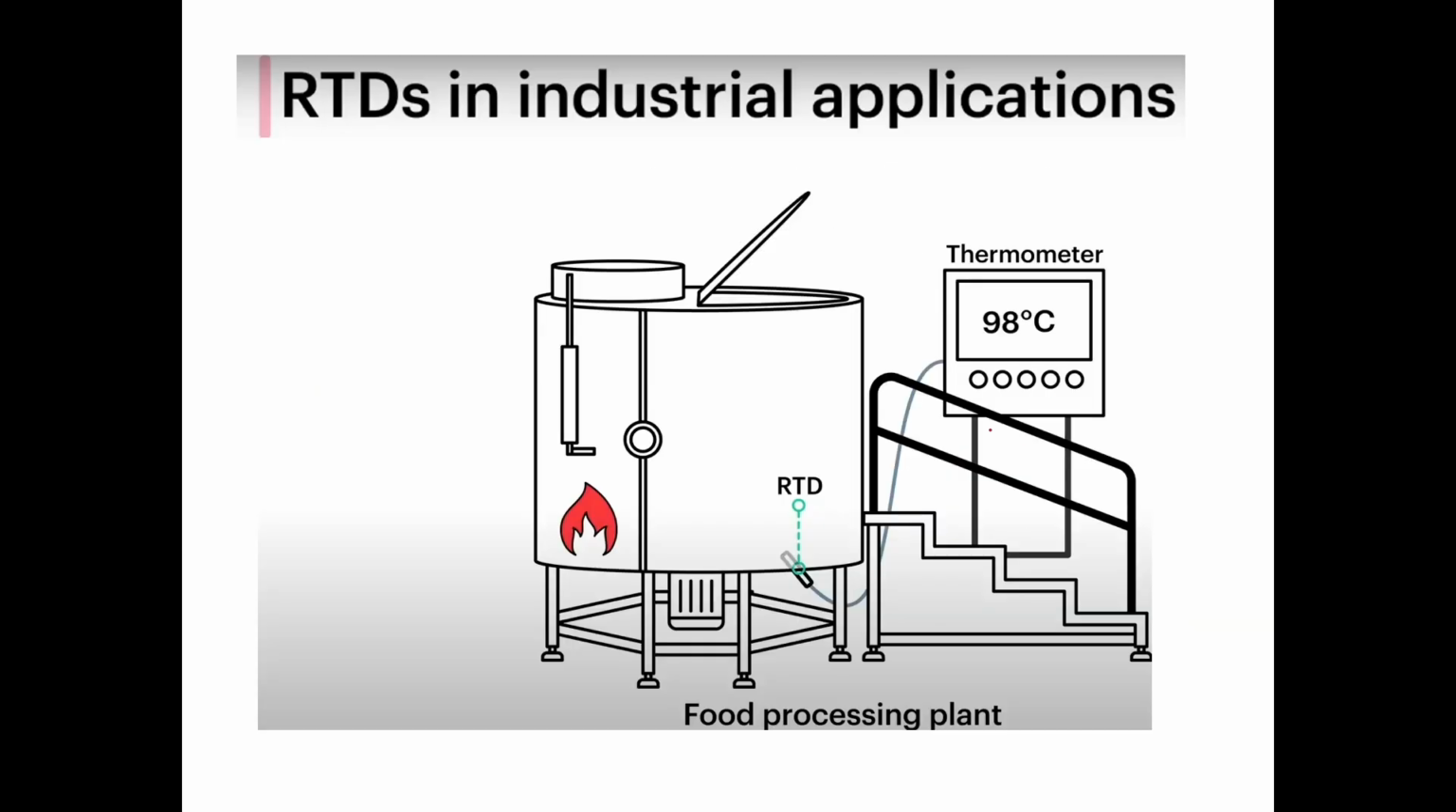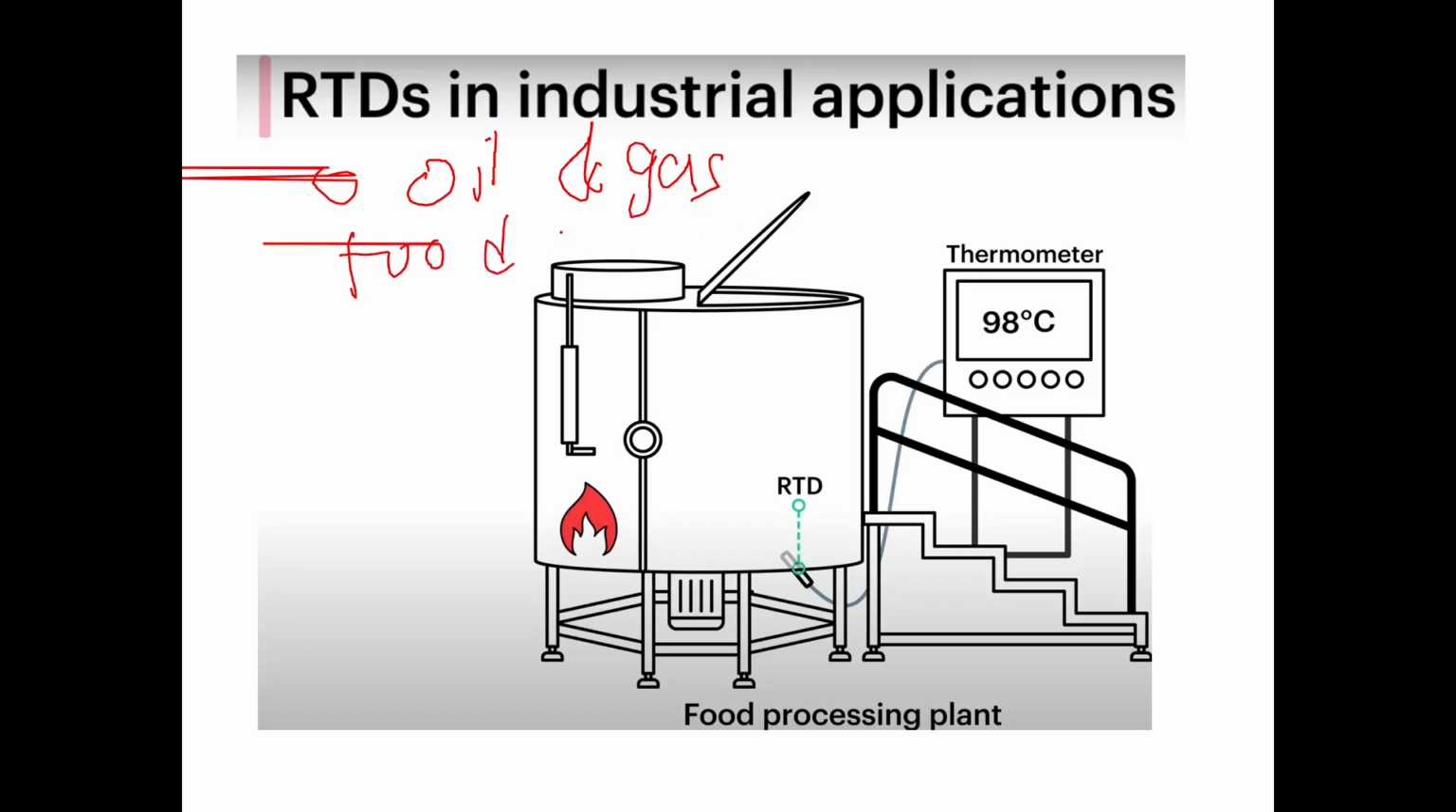So this is an example of RTD in industrial application. We want to use this in industrial applications, like for example in an oil and gas refinery, or maybe in food processing. So we want to make sure that it will go up to a certain degree Celsius that we wanted. It is very important that it is accurate, so that we can achieve the desired temperature.